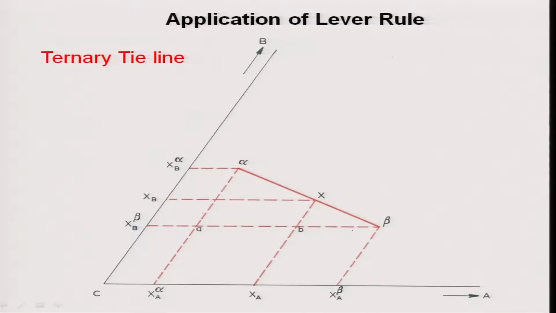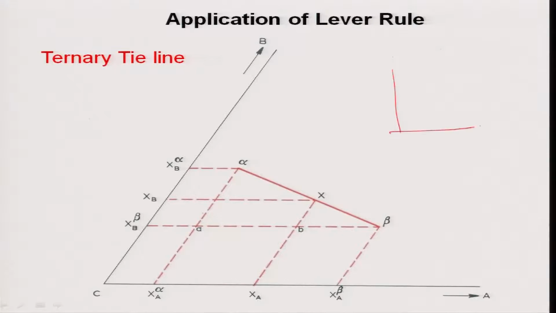Now, what I am going to do in the next 10-15 minutes is talk about the tie lines and the triangles in the ternary phase diagram, because these are very important. I hope you remember what a tie line is in a binary phase diagram. Let us start with that. Let us start with a binary tie line.